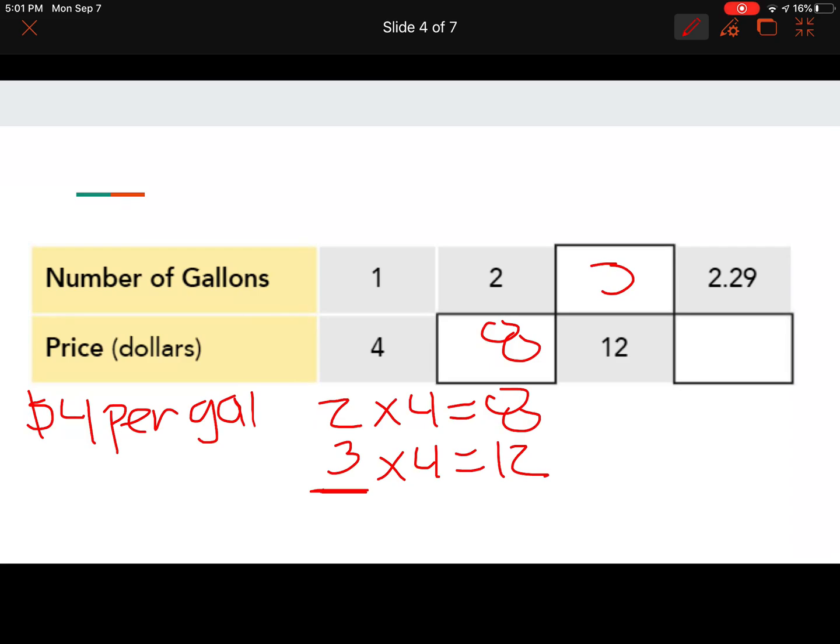Now we come to that tricky decimal, but it shouldn't be too tricky because we're going to keep following that formula, okay? So I know my gallons, so 2.29 times my unit price, so times 4 will give me my total cost. So on my calculator, I'm going to go 2.29 times 4, and that'll give me 9.16. So 2.29 gallons of whatever we're shopping for is going to cost me $9.16. Okay?